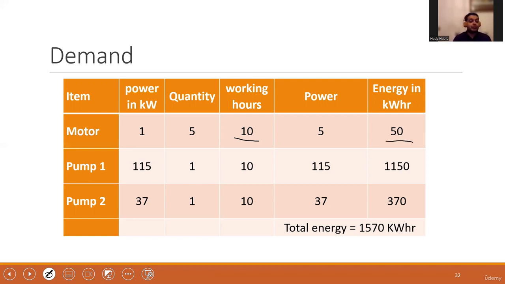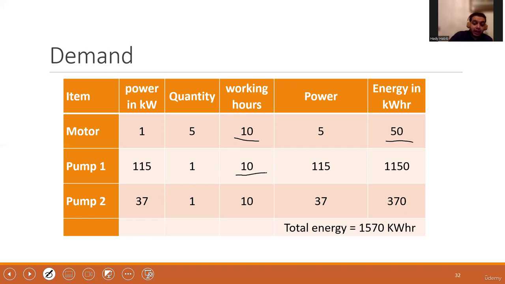We have 2 pumps, one pump which will get the water from the underground, which is the main pump. It's a 115 kilowatt pump. It's one pump, and we assume it will be working 10 hours per day.